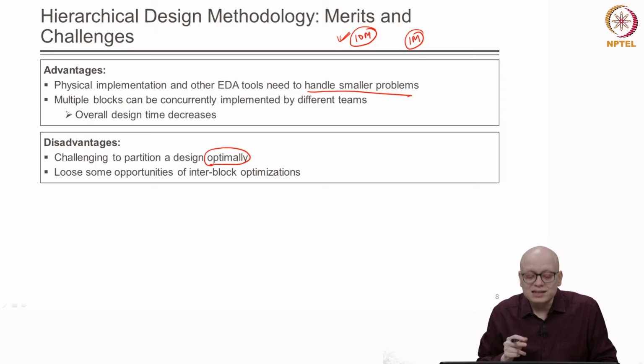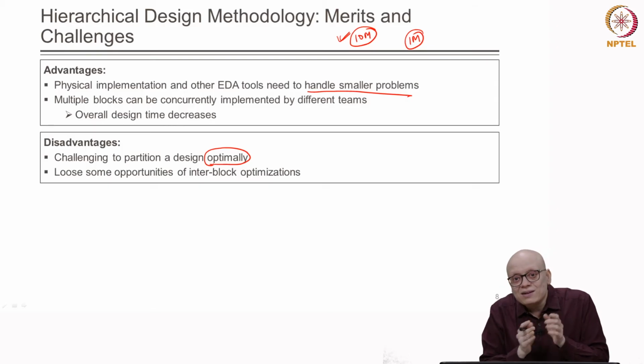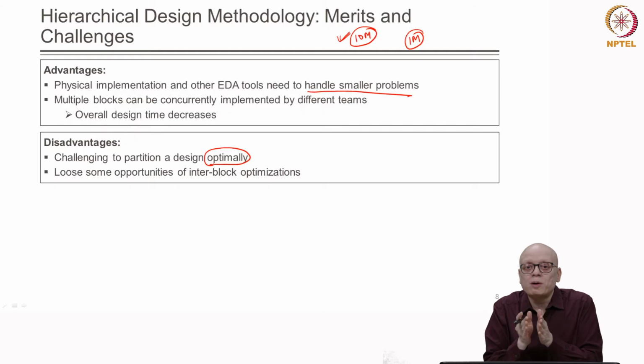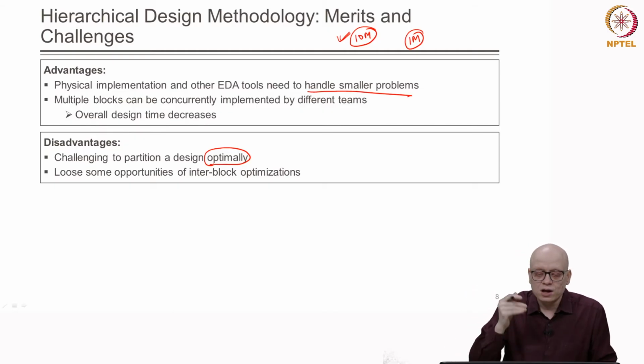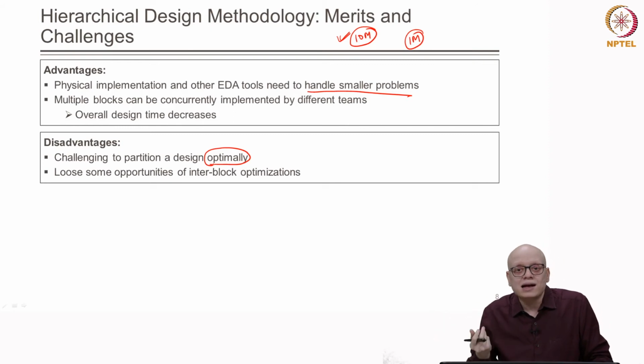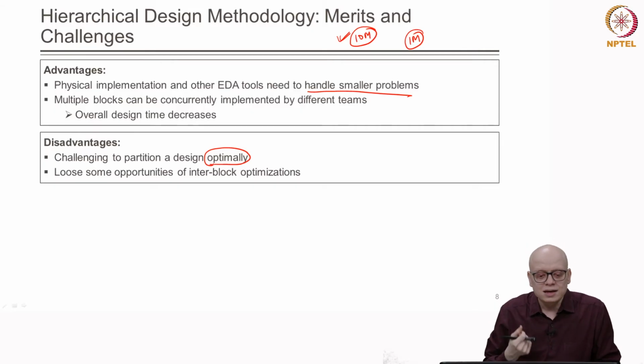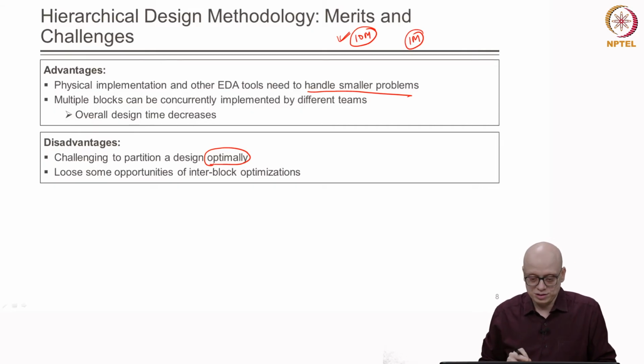And the second is that we may lose some opportunities of inter-block optimization. A physical design tool is only seeing the view of a block, and therefore, if there is some scope of optimization between two blocks, where there are paths going from one block to another, and some optimization in timing and other characteristics can be done, those opportunities can get missed in hierarchical design methodologies.